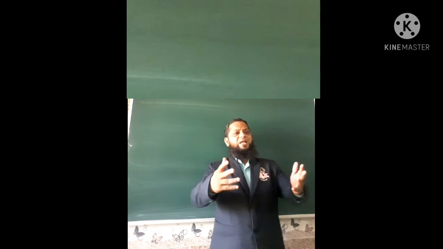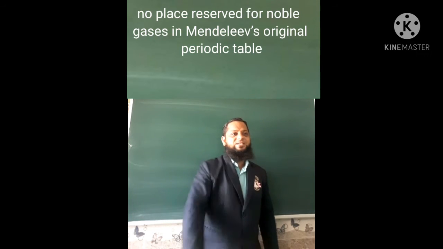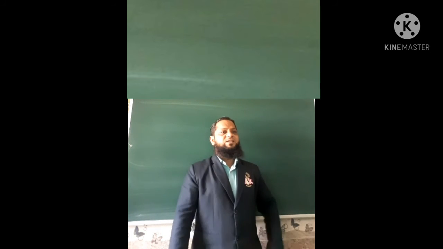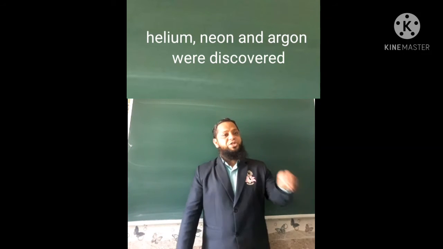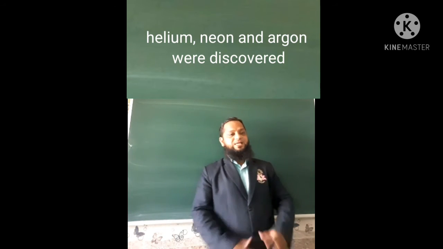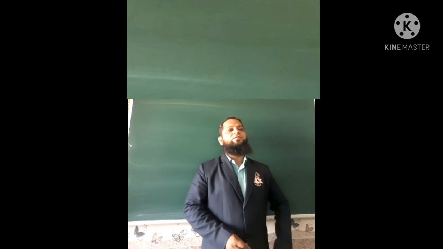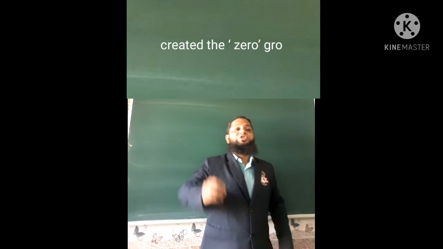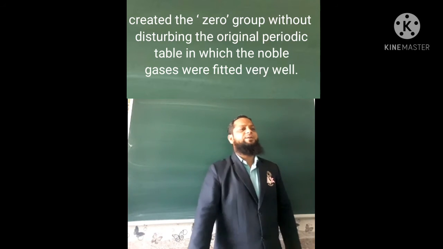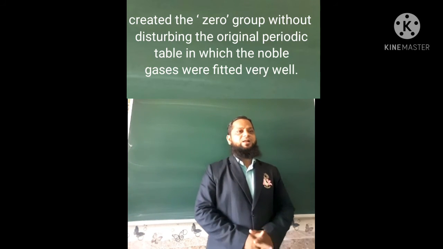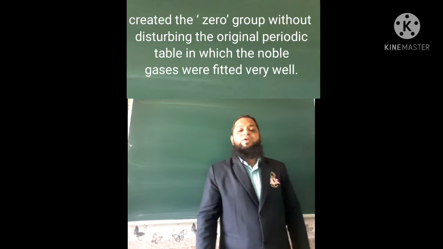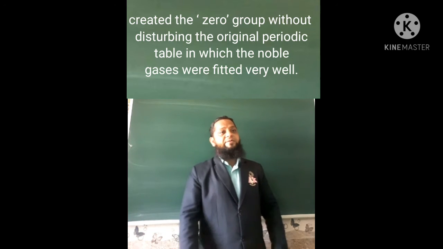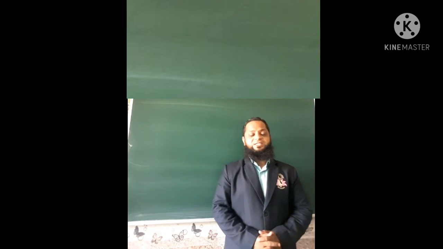There was no place reserved for noble gases in Mendeleev's original periodic table. When noble gases such as helium, neon, and argon were discovered towards the end of the 19th century, Mendeleev created the zero group without disturbing the original periodic table, in which the noble gases were fitted very well. This is all about the merits of Mendeleev's periodic table.